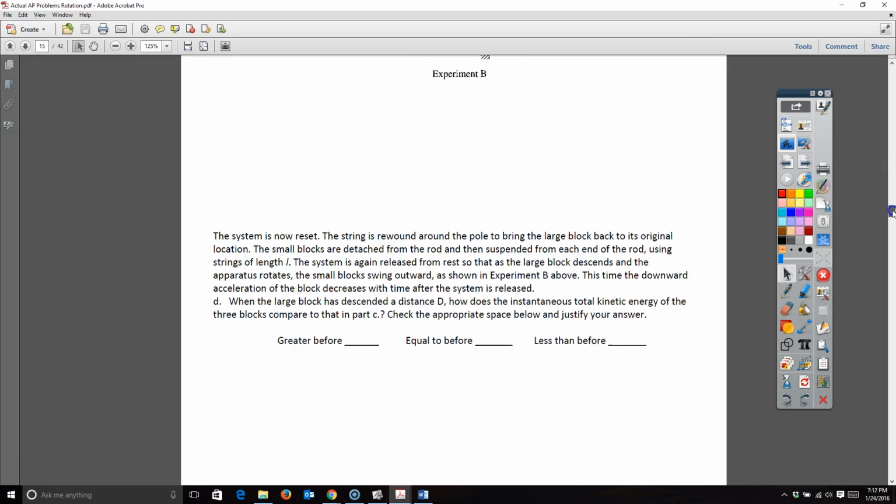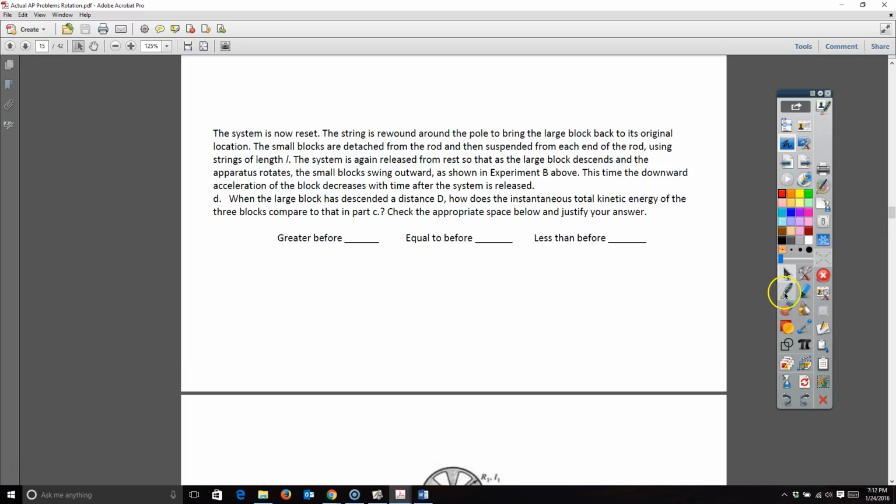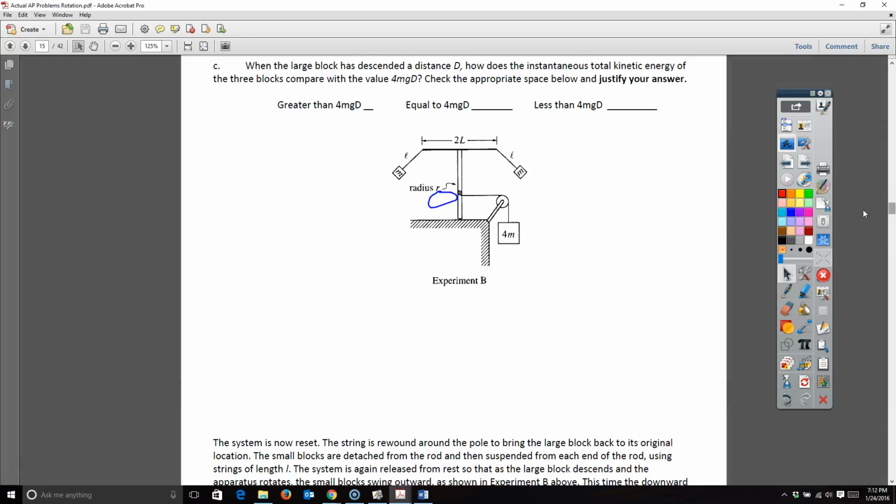For the next part, they want to know the system is now at rest. The string is rewound around the pole, so they kind of tell you some other things. You'll need to read that. When the large block has descended a distance d, how does the instantaneous kinetic energy of the three blocks compare to that in part C? So they've changed things a little bit, and you'll notice that in this one, these blocks have kind of moved out to the side. So now they are no longer down low.